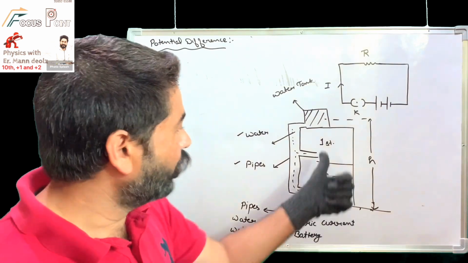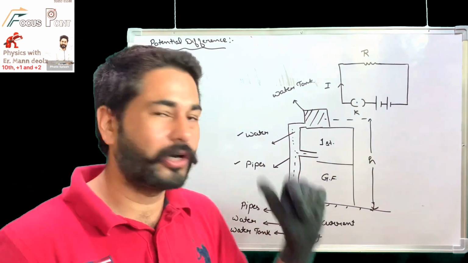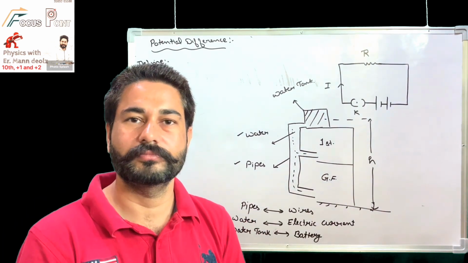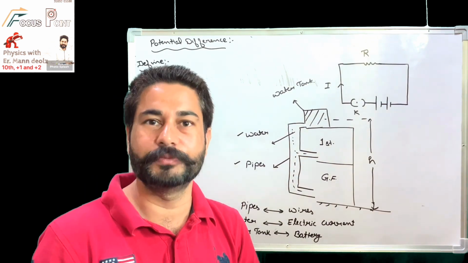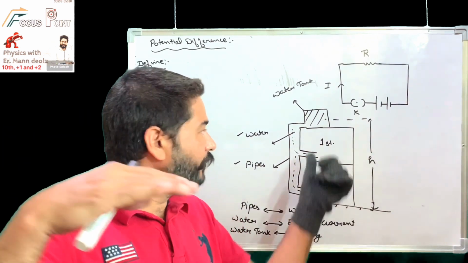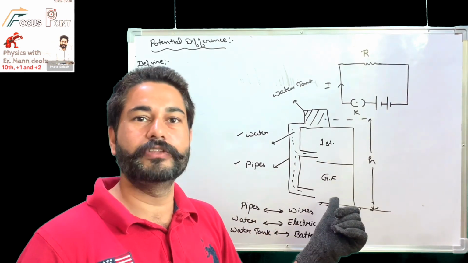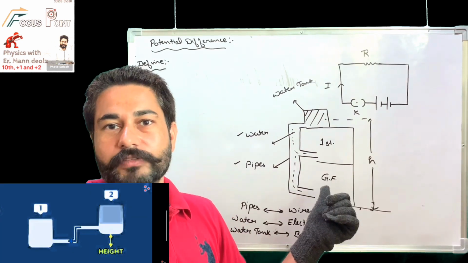Now tell me, on the first floor will the speed of the water be more, or on the ground floor will the speed of the water be more? Ground floor. This you can practically observe in your homes. On the first floor the speed of the water coming out of the taps would be less, and on the ground floor water will come out of the taps with more speed.